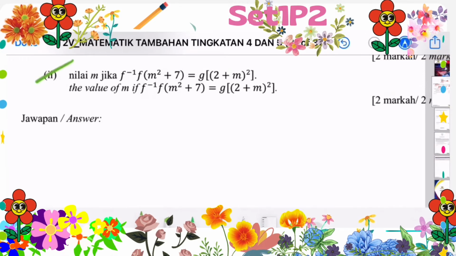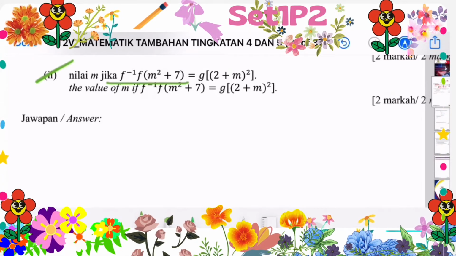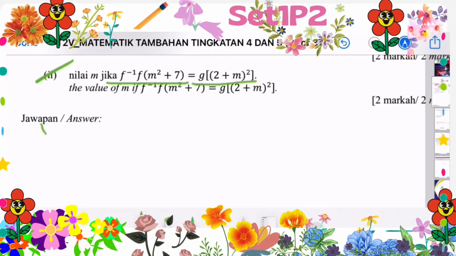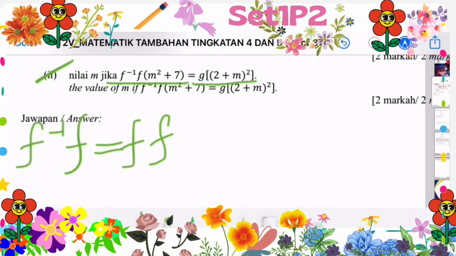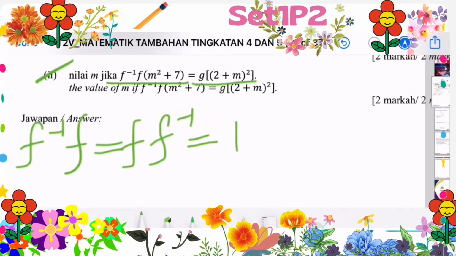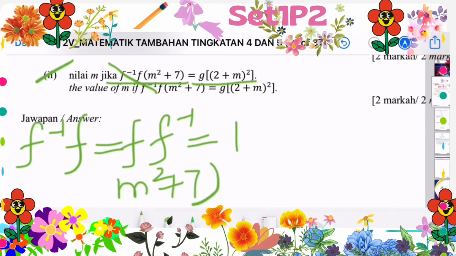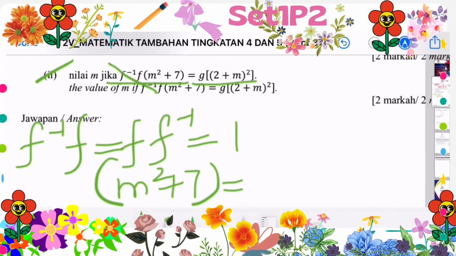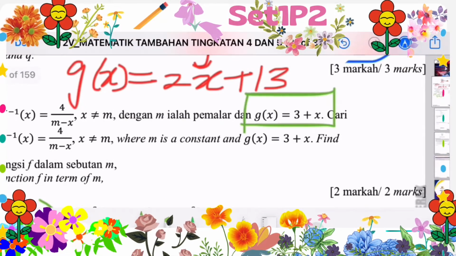Now let's discuss part 2. For part 2, we are going to solve for m. So we have f inverse and m. f inverse of these is 1. So that means we take m squared plus 7, because this thing is 1, is equal to g. What is our g(x)? Let's see, our g(x) is 3 plus x, right?